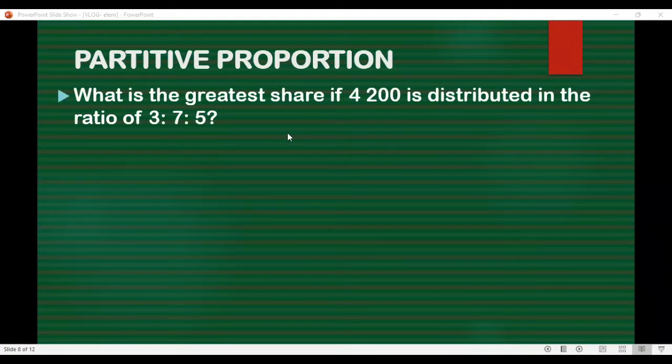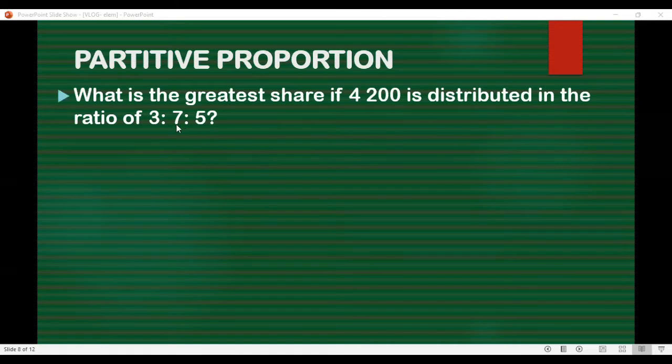Partitive proportion. So when we speak of partitive proportion, this is the process by which there is a quantity that is to be divided into two or more equal parts. So in our example, what is the greatest share if 4,200 is distributed in the ratio of 3 is to 7 is to 5?